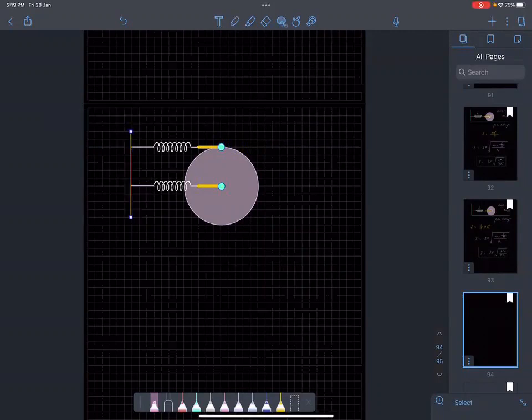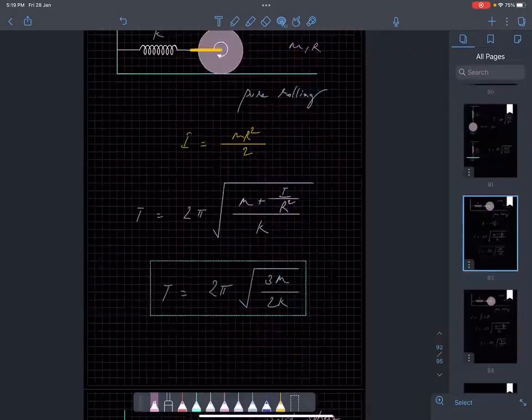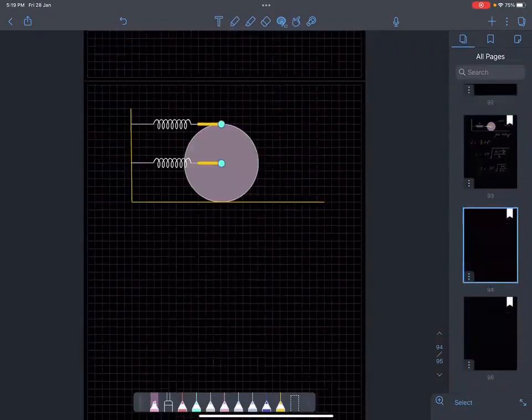And at the bottom also there is a horizontal rigid surface, but there is enough friction to ensure pure rolling. So here also pure rolling, here also pure rolling.